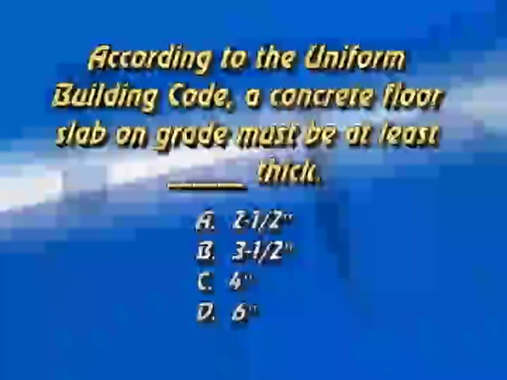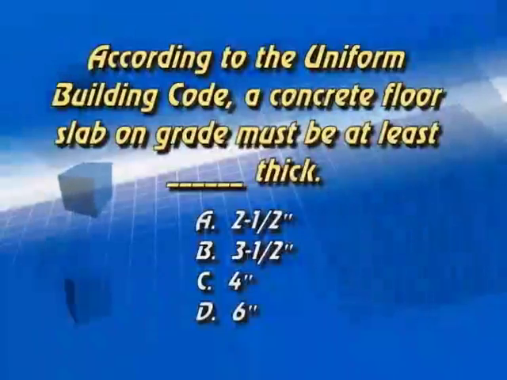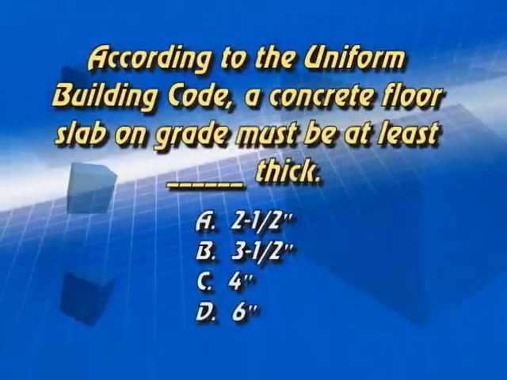Number 29. According to the Uniform Building Code, a concrete floor slab on grade must be at least what thick? The answer is 3.5 inches thick. And that is easy to remember since a 2x4, which is very common forming material, is 3.5 inches wide. That gives you automatically that 3.5 inch thick concrete slab.